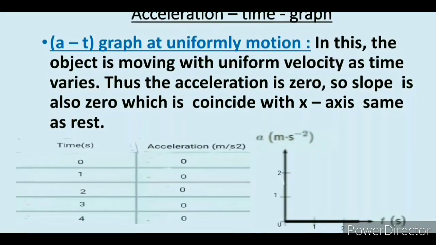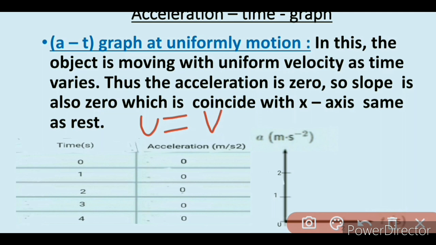Now we have the acceleration time graph at uniform motion. In this the object is moving with uniform velocity as time varies. That means the object covers equal distance in equal intervals of time, so the initial velocity is equal to the final velocity, but both these velocities are not equal to 0.